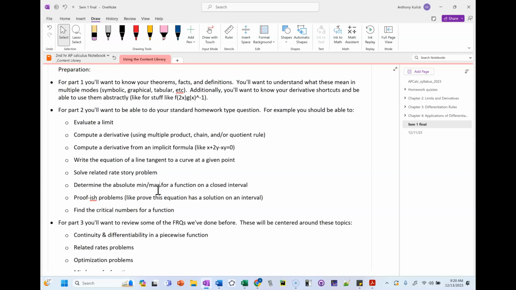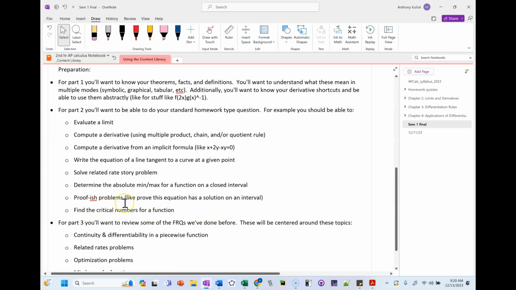Yes, Pierce. I forgot. So when you get those points, and then you also use your domain parameters, are you plugging those into the original? Yes, you're plugging them into f. You might also see a proof-ish problem, like prove this equation has a solution on a given interval. That's just an intermediate value theorem kind of question.